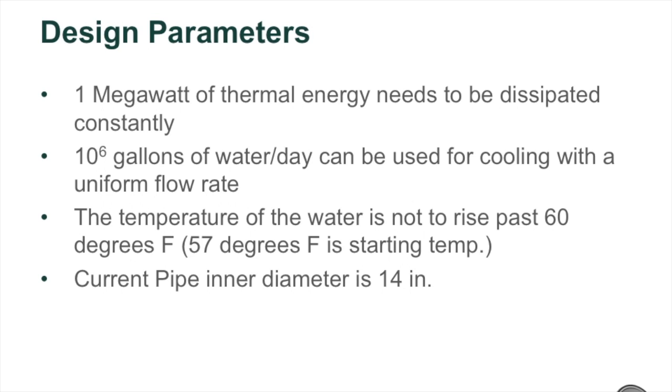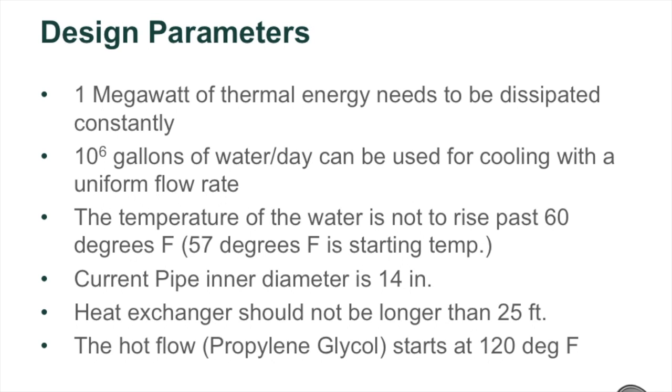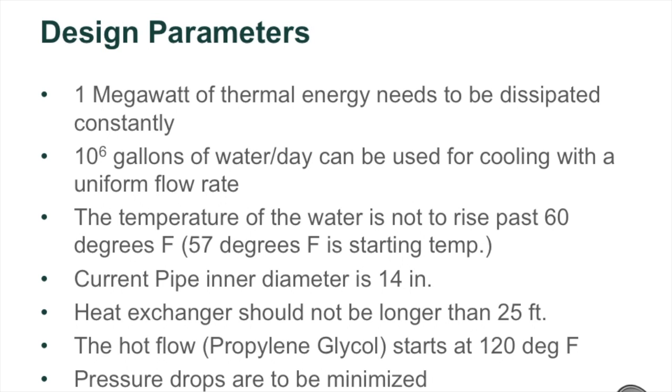The current pipe inner diameter is 14 inches, and the heat exchanger should not be any longer than 25 feet. The hot flow starts at 120 degrees Fahrenheit. We decided to use propylene glycol for our hot flow fluid because of its heat transfer properties. Also, pressure drops are to be minimized in our heat exchanger.